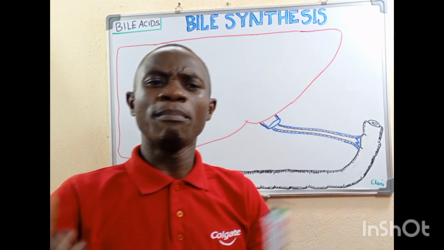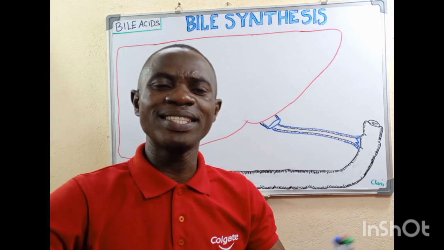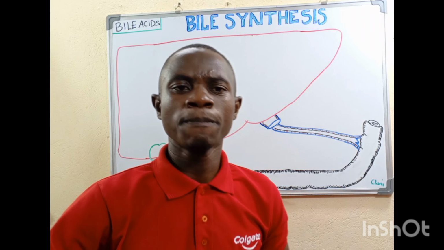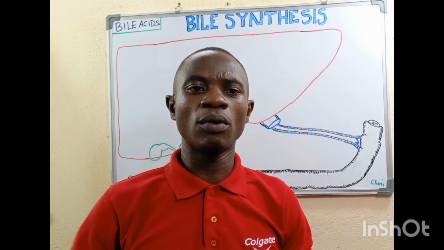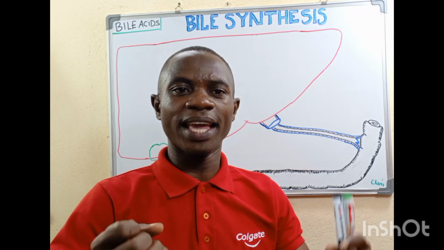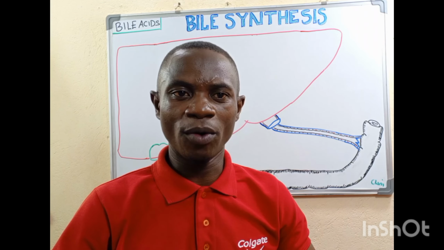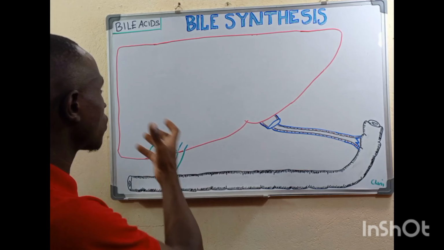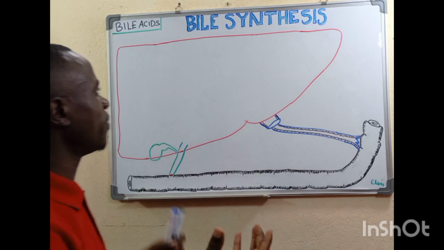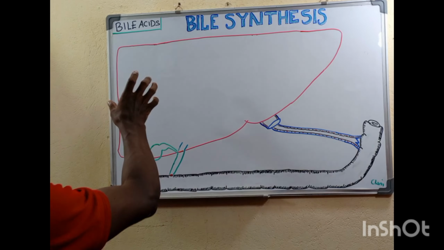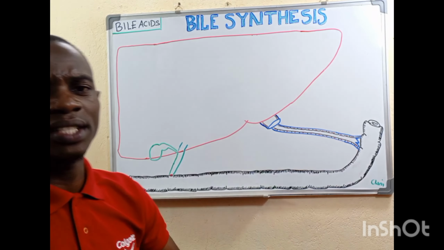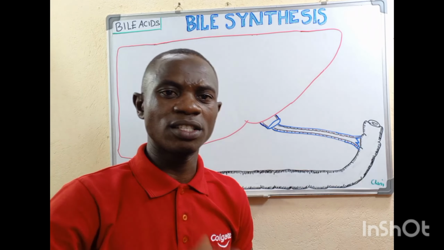These are going to be the main component of bile that aids in emulsification of fats. Besides that, they're also going to be aiding in absorption of fat-soluble vitamins like A, D, E, and K. Okay, so now we are seeing that these bile salts are aiding in emulsification of fats and also absorption of fat-soluble vitamins. So now let's go ahead and see how we synthesize the bile acids, bile salts.